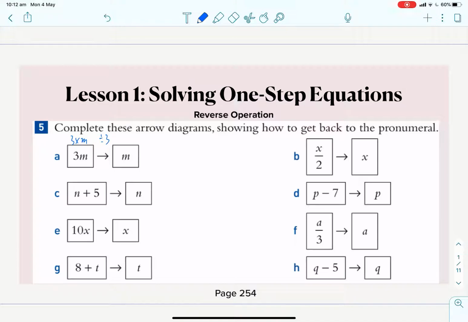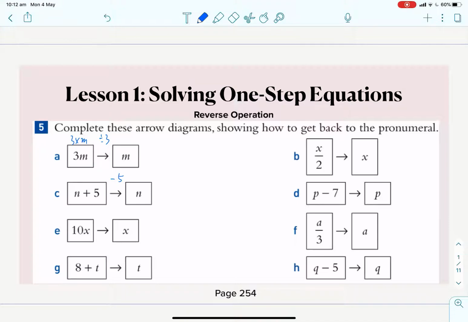Now, n plus 5 equals something. So if we want to go back to n, we do the reverse operation of plus 5. What's the opposite of plus 5? Minus 5. We just need to know what is the opposite of the number that is associated with the polynomial or with the letter. Okay. So we did 3m divided by 3 is m.